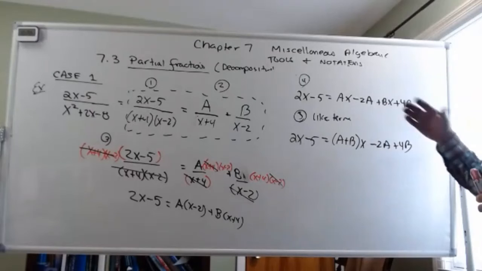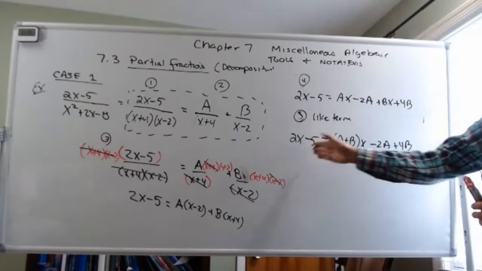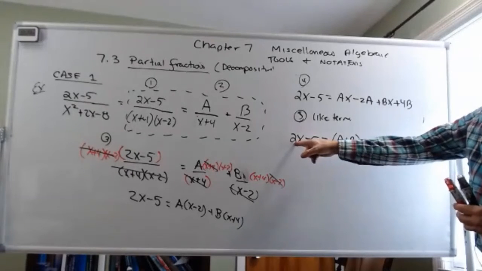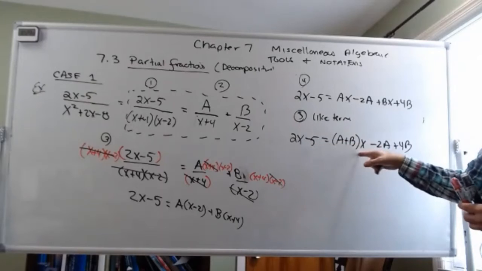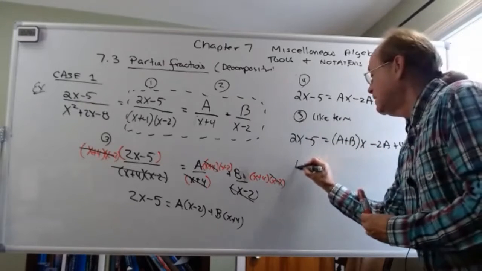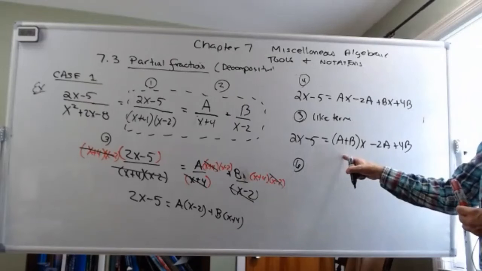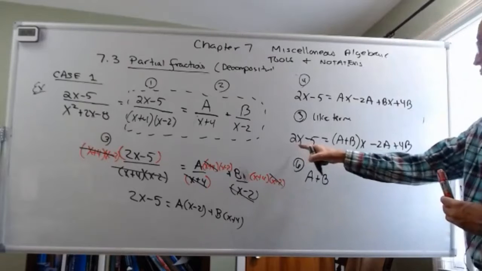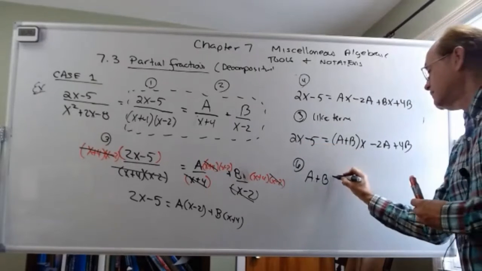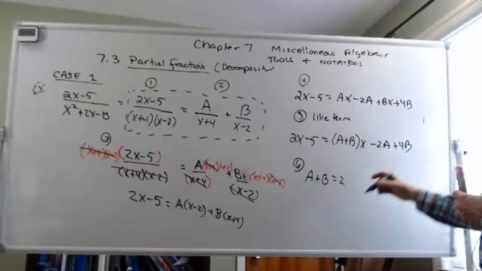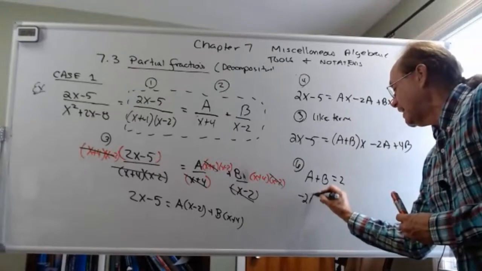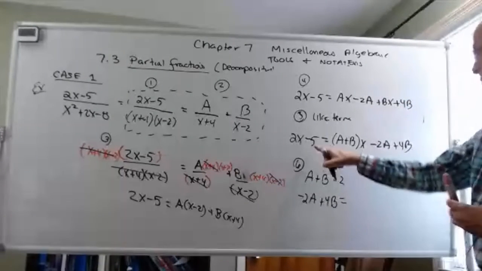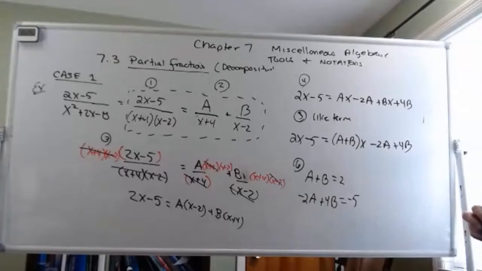Okay. Now, I want the left-hand side and the right-hand side to be identical. So I have to have the same coefficient in front of the x and the same constant term. So this gives me 2 different equations. One equation tells me a plus b has to be 2, because that's the coefficient in front of the x. It also tells me that negative 2 times a plus 4 times b has to be equal to the constant term, -5.